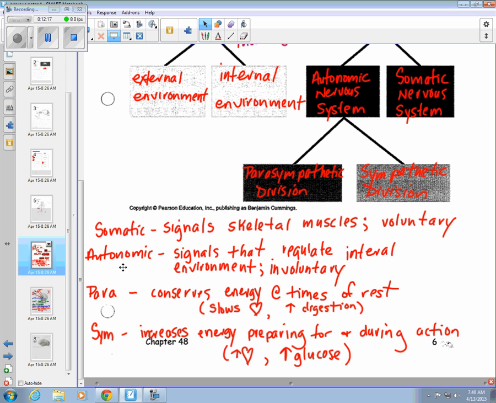And that's what I have here for a definition for the autonomic nervous system. Those are involuntary movements. They're signals that regulate the internal environment of your body, ultimately trying to keep your body at homeostasis. The somatic nervous system, like I said before, signals all of your skeletal muscles, and those are all voluntary movements.